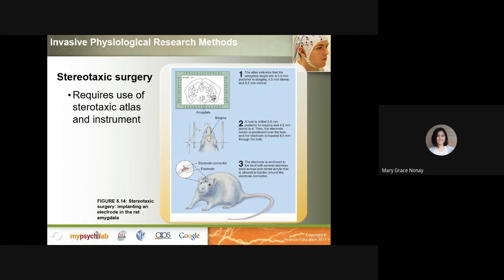Wait lang. Did you hear me? Hindi pa. Ma'am? Did you hear me talking about stereotaxic surgery? Not yet. Not yet po. Oo, hindi naka-on ang aking mic pala. So, buti na lang, nakita pa.